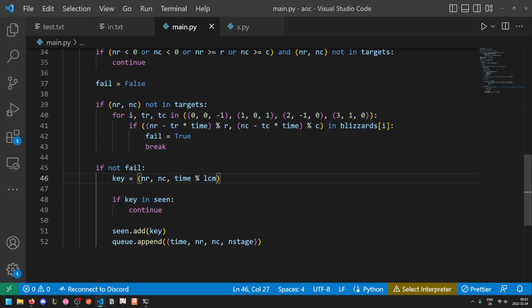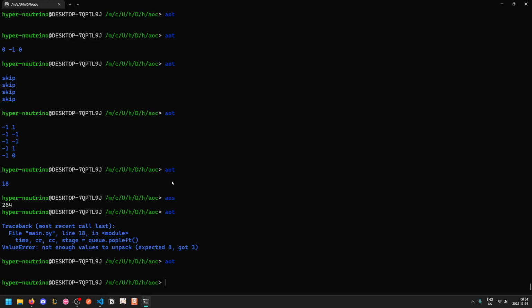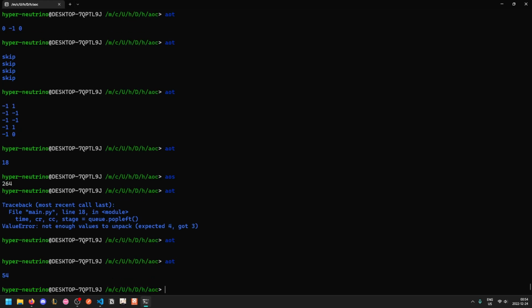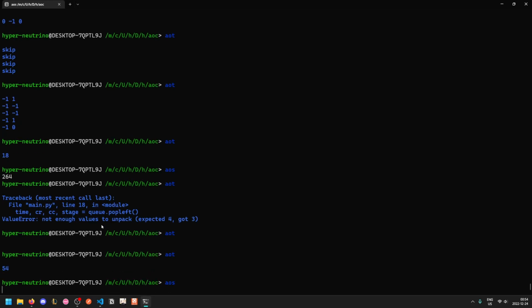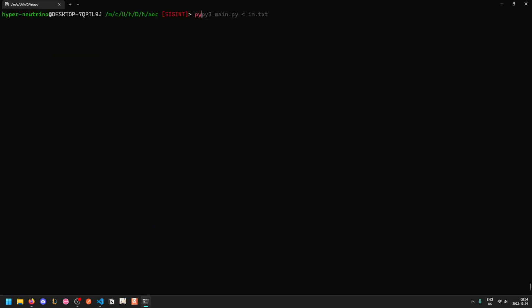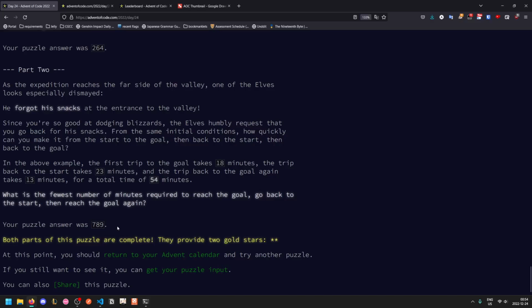Oh yeah. The final thing we need to remember to add is the stage into our key, because if we end up in the same position at the same equivalent time, but we're in a different segment of our journey, we can't skip the state because the part before us isn't necessarily the same. And this gives us our puzzle test output of 54. And for the puzzle output, this program will take a longer time to run. I'll run it in PyPy just to save on time, and also pause the recording here just so you don't have to wait around. Okay, and this gives us our final output of 789.